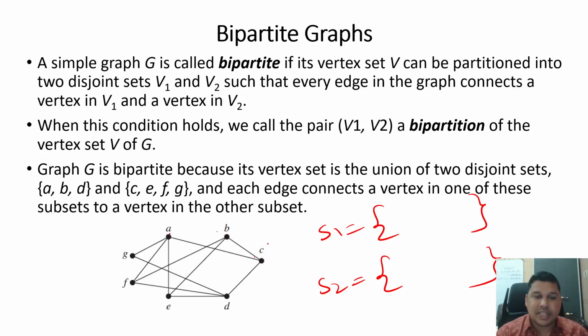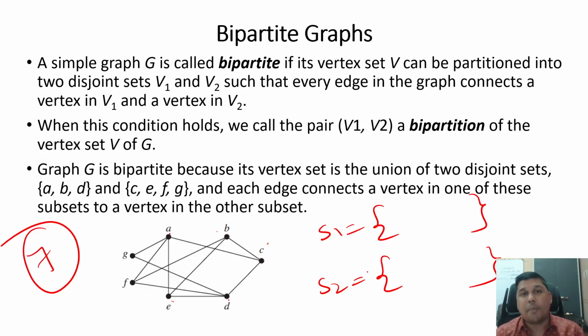See, A, B, C, D, E, F, G, there are 7 vertices in this. If I can form 2 sets of vertices, set 1 and set 2, such that there is at least one edge from a vertex in set 1 to a vertex in set 2.